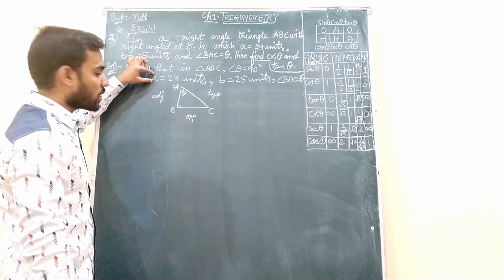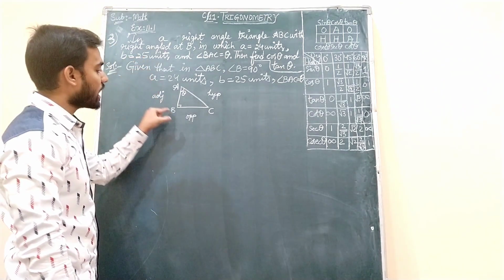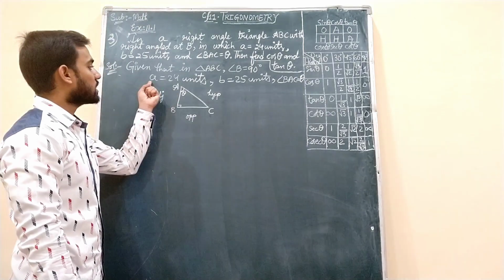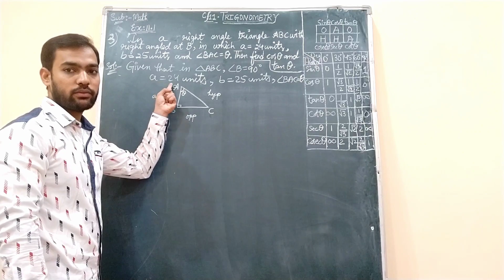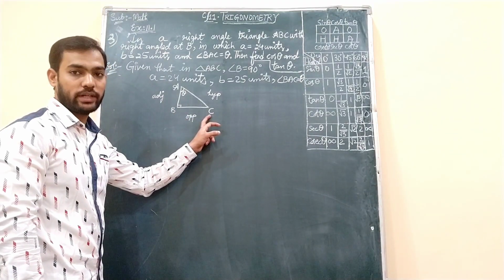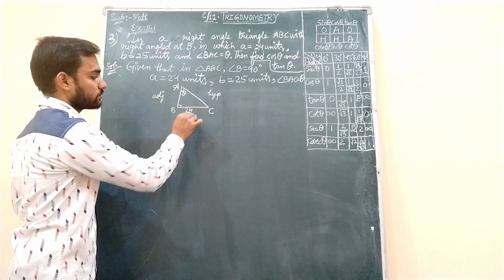So whenever we are given small letters, this small a is nothing but the side BC. Just think, the side which does not involve this letter indicates this side. A is 24 units means you need to leave A, and BC is here 24 units. Okay, so I will take this as 24.